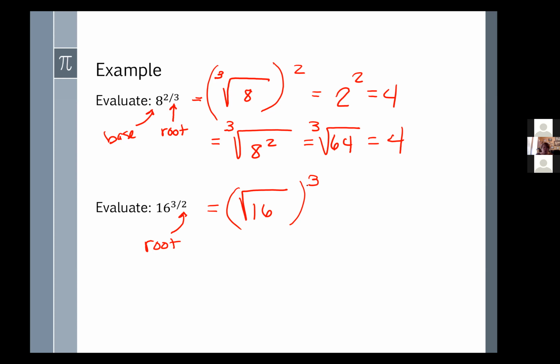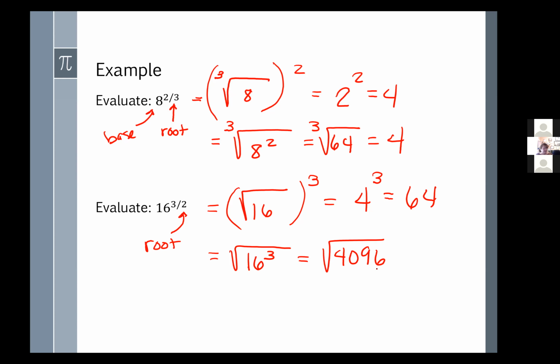Same number. Okay, and what's the square root of 16? Well, the square root of 16 is 4. 4 cubed is 64. I just did that. Or it's the square root of, I don't know what 16 to the third power is. I have a calculator. 4,096. And the square root of 4,096, my calculator says, is 64.